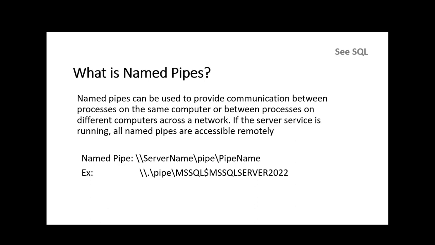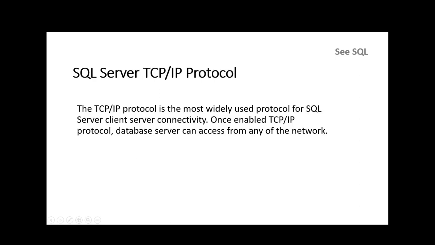Next, we can check the TCP/IP protocol. TCP/IP is the most widely used protocol for SQL Server client-server connectivity. Once you enable the TCP/IP protocol and the configuration is completed, you can access the database server from any network, that is from LAN through WAN, that is the internet. Once TCP/IP is enabled, you need to give the correct IP address. If you need to access only from the LAN, then a local IP address. If you want to access over the internet, then you need to give a static IP address.